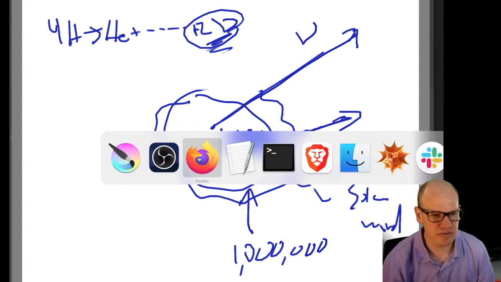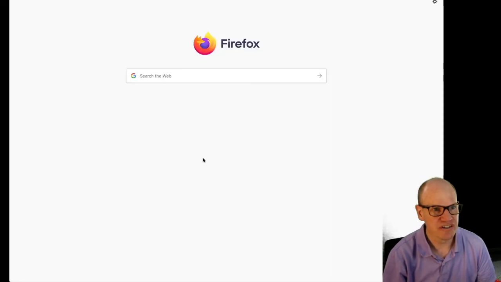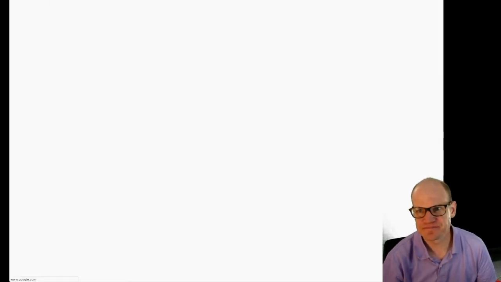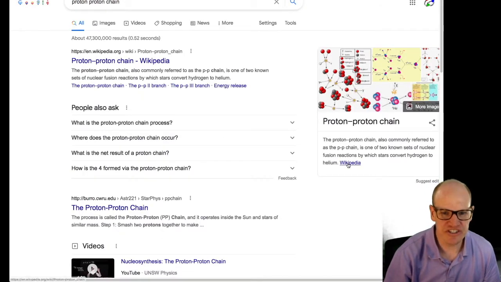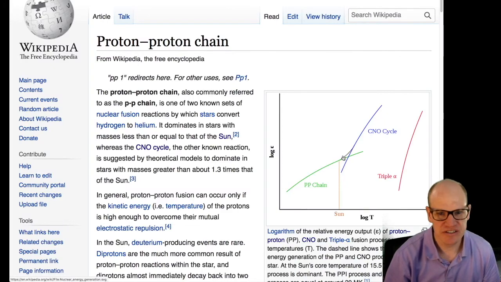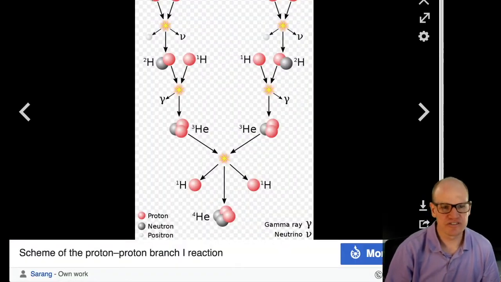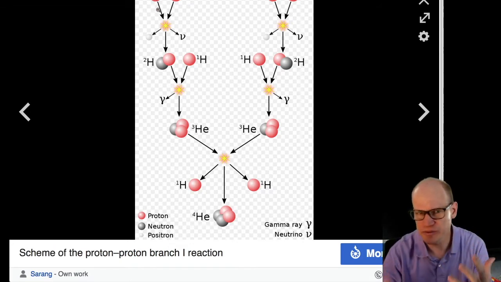So let's take a look real quick at what that is called. It's called the proton-proton chain. So if we look up the proton-proton chain, it has its own Wikipedia page, therefore it's very important. And it looks like this. Okay, so this is the basic proton-proton chain. There are a bunch of branches to the proton-proton chain that will become important.